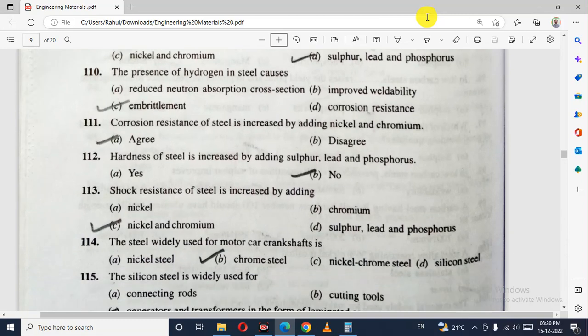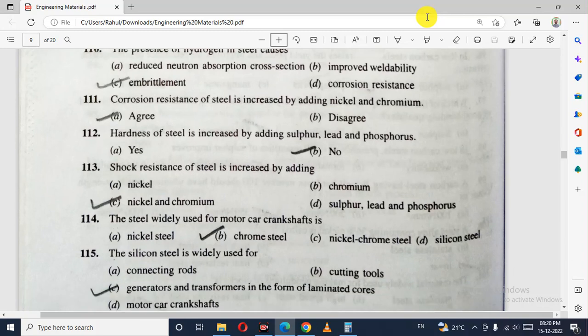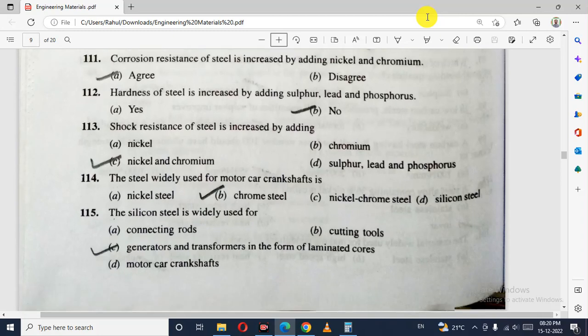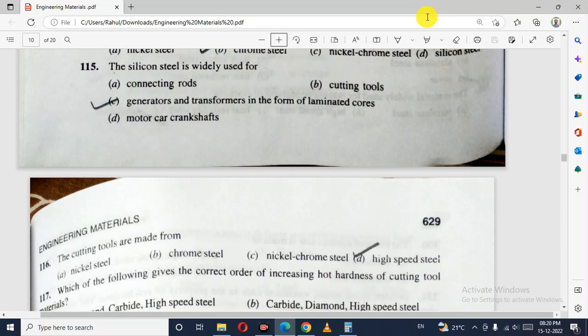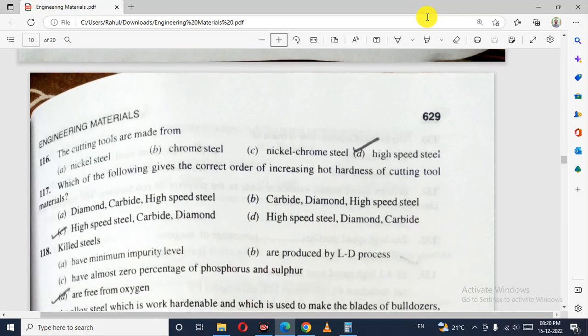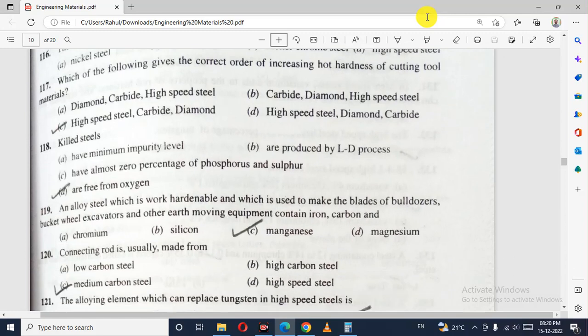Silicon steel is widely used for generators and transformers in the form of laminated cores. The cutting tools are made of high speed steel. Which of the following gives the correct order of increasing hot hardness of cutting tool material? High speed steel, carbide tool, diamond. Killed steels are free from oxygen. A connecting rod is usually made of medium carbon steel.